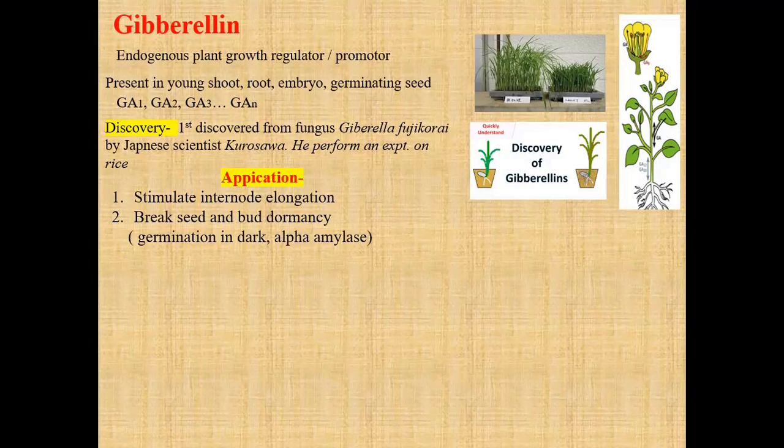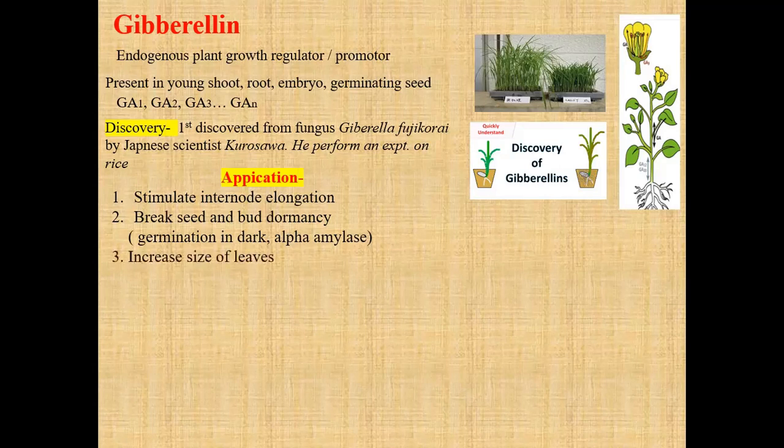Why is this so? Because gibberellin causes the release of the chemical alpha amylase and other hydrolytic enzymes. Alpha amylase causes the breakdown of starch, or we can say polysaccharides. When starch is broken down, maltose as well as glucose is released, and that glucose is utilized by the seed or the bud for their growth to break the dormancy. In this way, the breakdown of dormancy occurs.